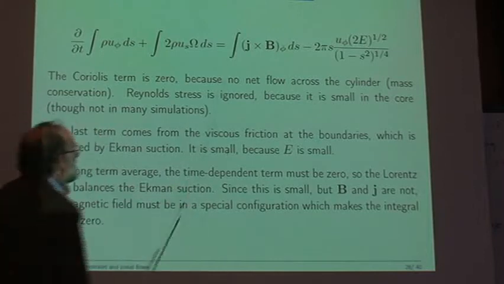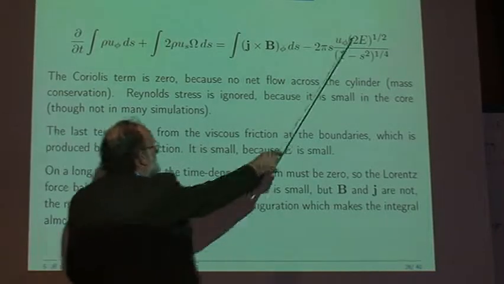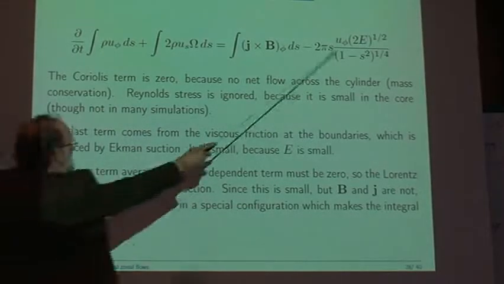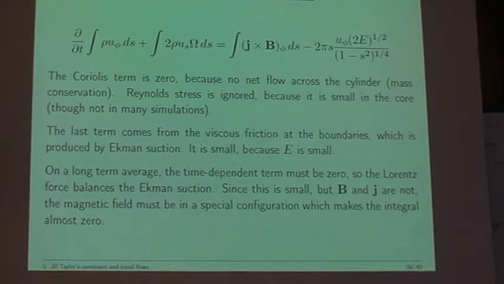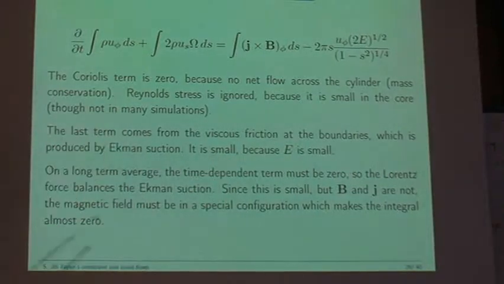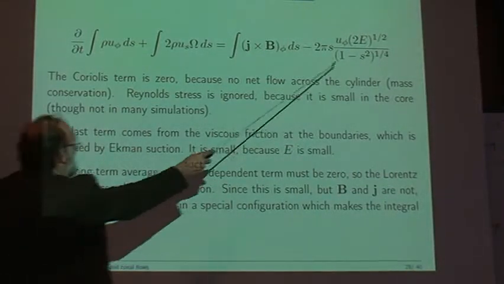The Lorentz force doesn't vanish. The viscous force, well, that's pretty small in the core, as we've mentioned. E is very, very small. Most of the drag will be what's called suction. I don't want to go into that, but in a rotating fluid, most of the friction is actually at the boundary. And so it goes like E to the half, but even E to the half is jolly small. So that's a pretty small term there.